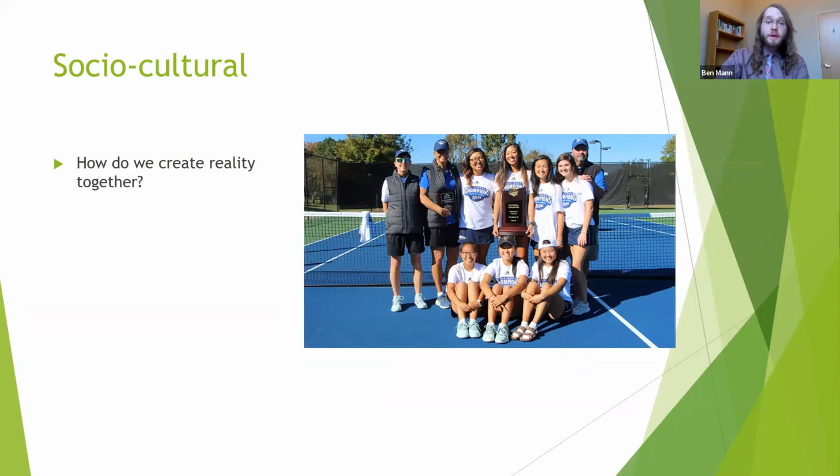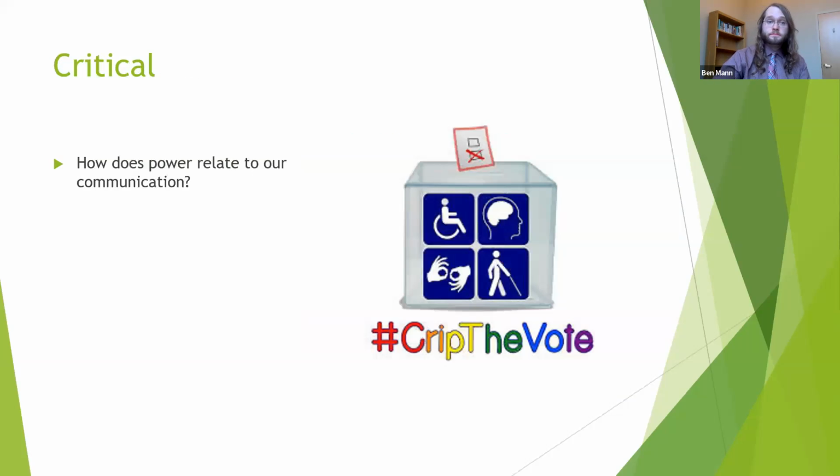Sociocultural is about how we create reality together. For instance, something like a tennis team could create its own culture and identity. For instance, its interests, activities, jargon, and ways people communicate with one another. There's a lot of specialized terminology, for instance, the way things are scored, like 40 love, that might be specific to that group and its culture.